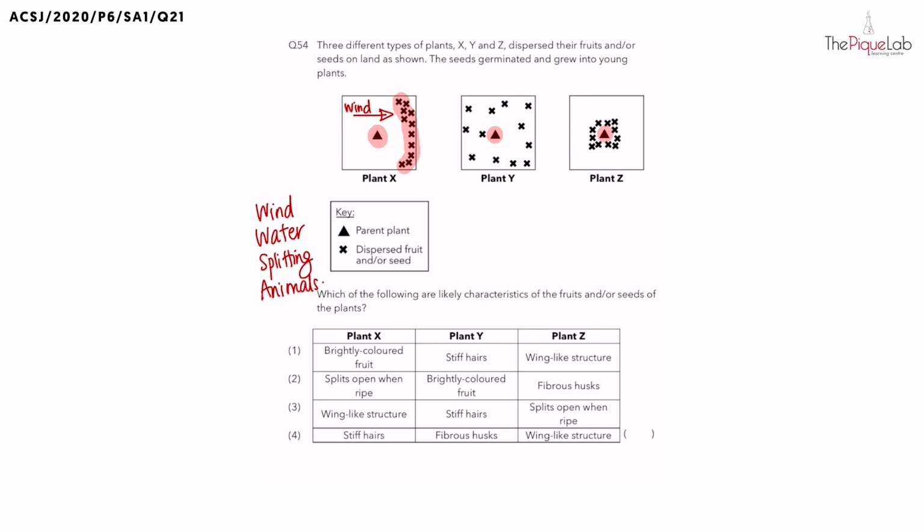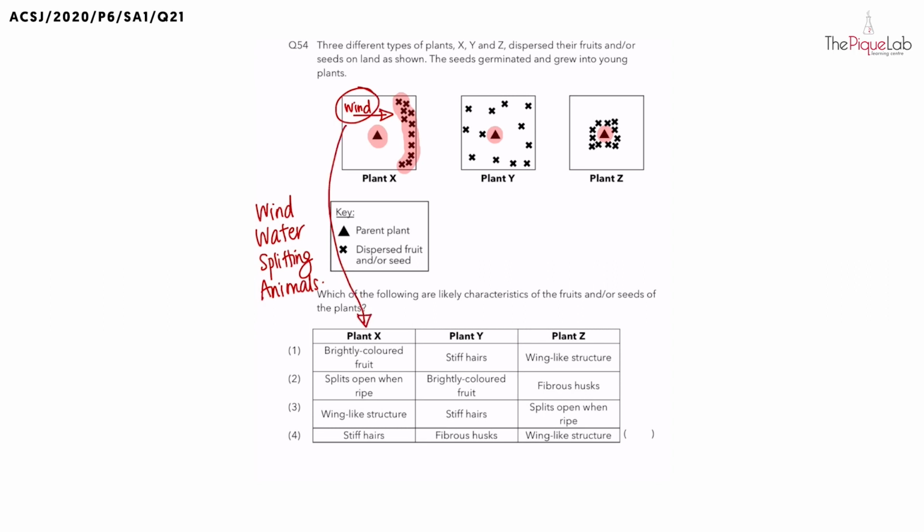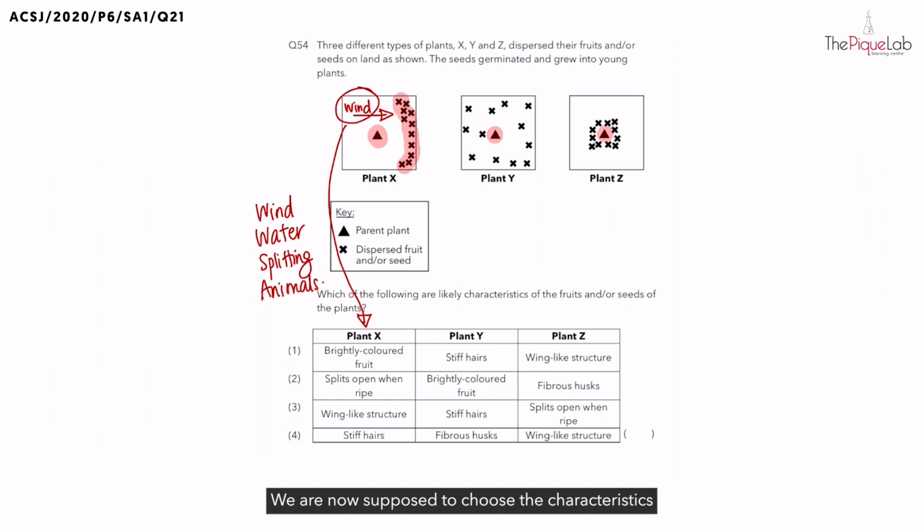of the parent plant. So since the seeds are all dispersed in the direction of the wind, we can conclude that the fruits of plant X are dispersed by what method? Wind, water, splitting, or animals? It is by wind. And therefore, let's match it to the options below. We are now supposed to choose the characteristics of the fruits that are dispersed by that specific method. So if the seeds are dispersed by wind, what kind of characteristic do you think they would have?